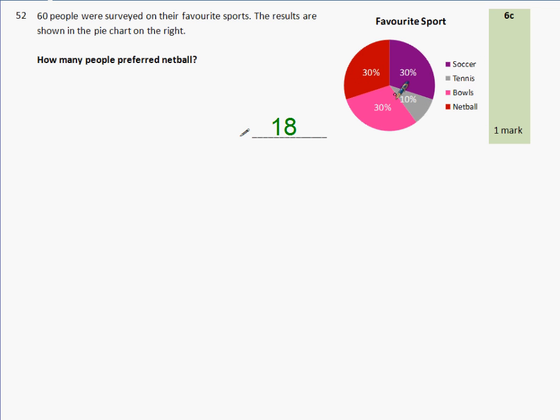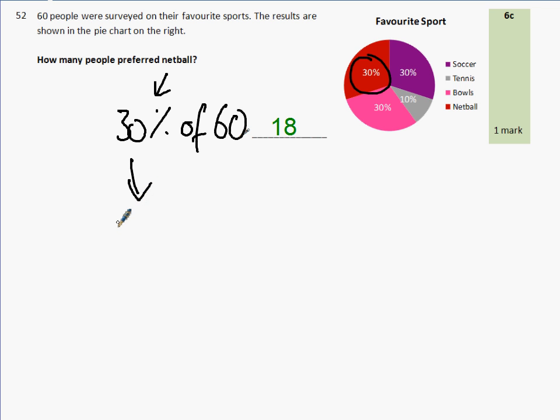Okay, so after all that, what we've worked out so far is that netball represents 30%. So we want to find 30% of all the people. That's 30% of 60 people. They're the ones who liked netball. Not so sure how I do this just yet, but I do know a little bit about percentages and fractions. So I'm going to turn 30% into a fraction.